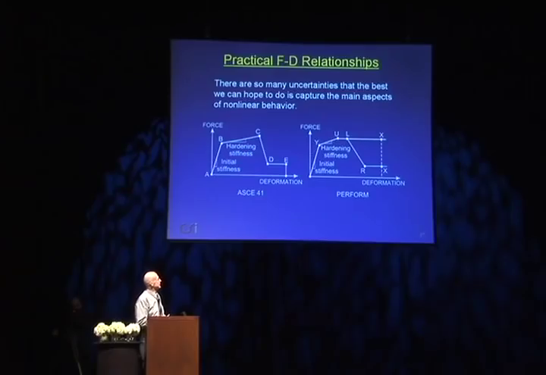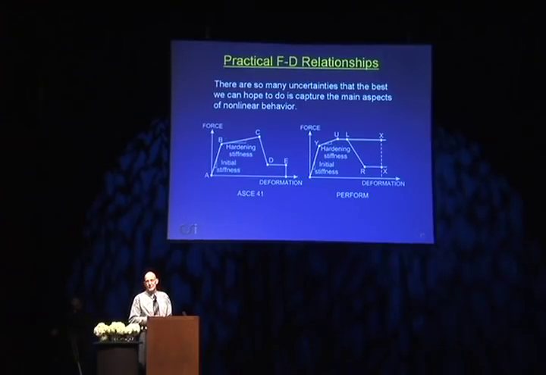And Perform has these 5 points, Y, U, L, R, X. Y is an estimate of the initial yield. Then U is where you reach the ultimate strength. L is the ductile limit, and then the strength is lost down to R, the residual.